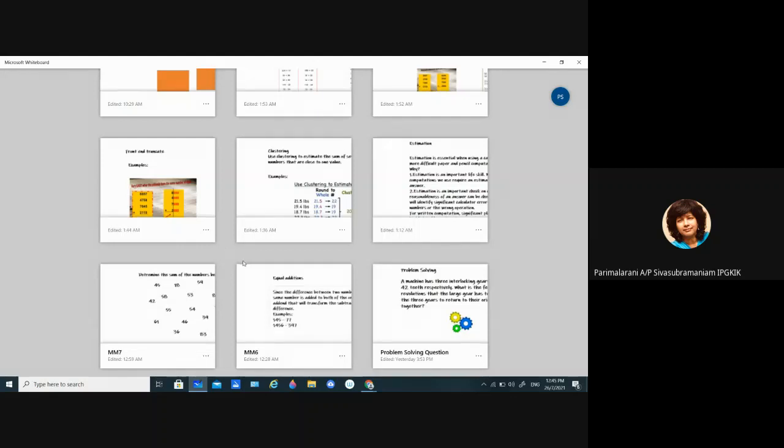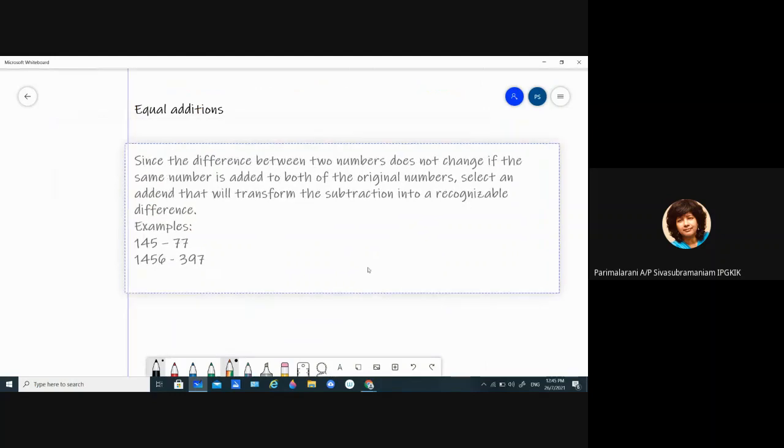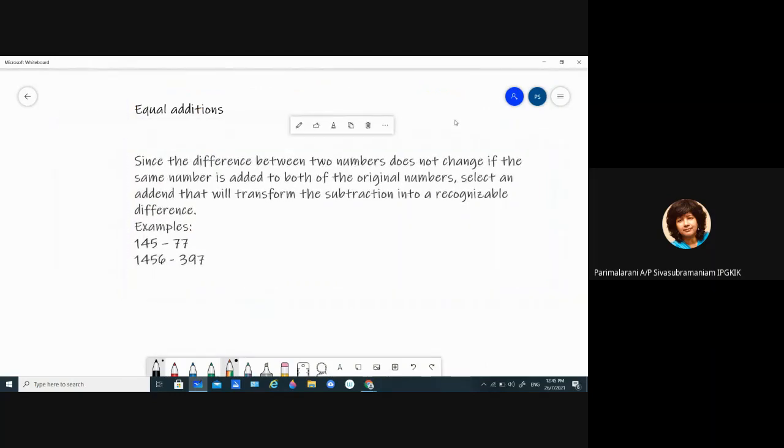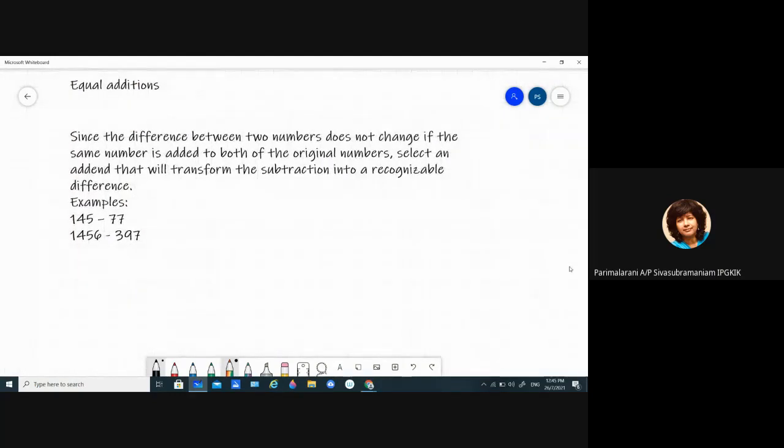We have one more strategy, that is equal additions strategy. Since the difference between two numbers does not change if the same number is added to both of the original numbers, we select an addend that will transform the subtraction into a recognizable difference.